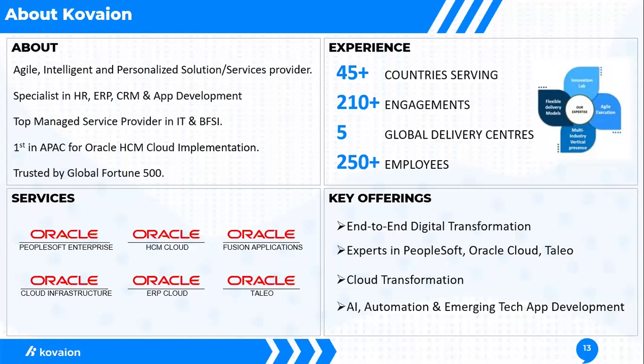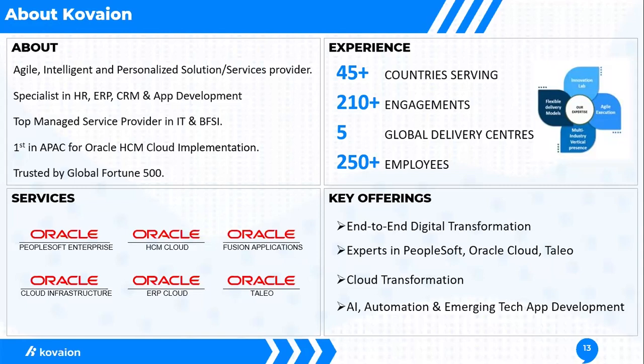Here you can see we are serving more than 45 countries, and we have more than 210 engagements. We have 5 global delivery centers across the globe with 250 plus employees. A few services on Oracle: PeopleSoft, Oracle HCM, Oracle Fusion, Oracle Cloud Infrastructure, Oracle ERP, and Oracle Taleo. A few key offerings to highlight.